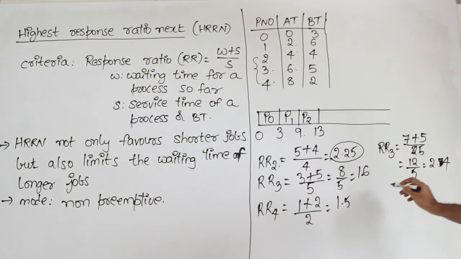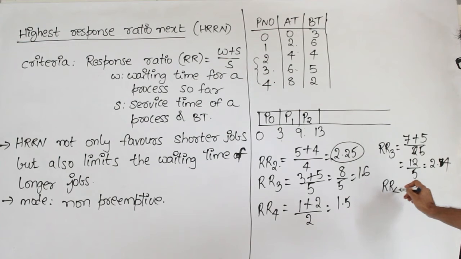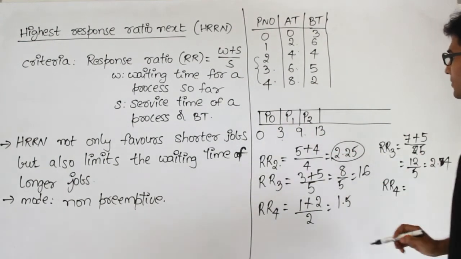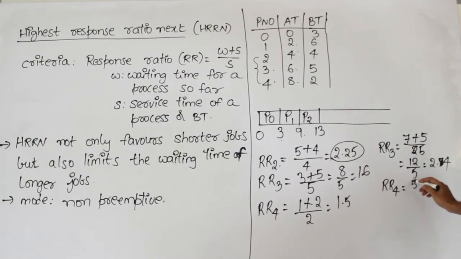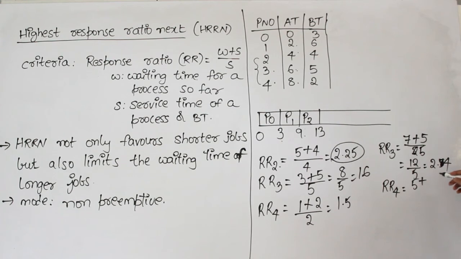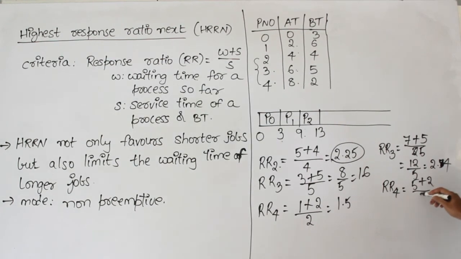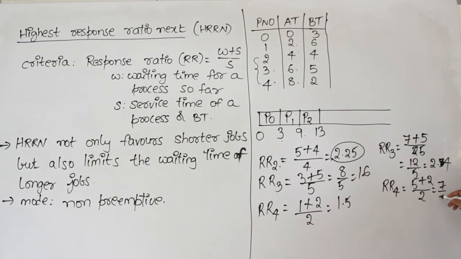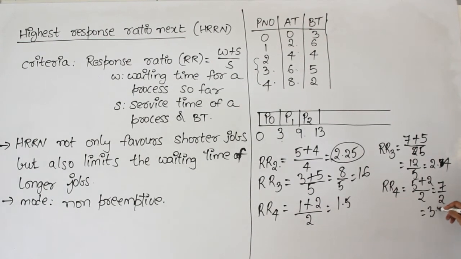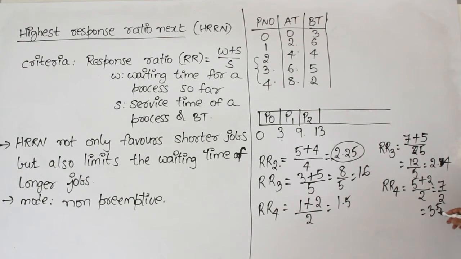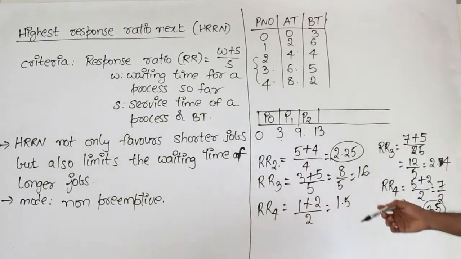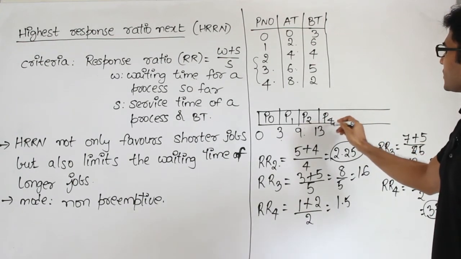12 by 5, I think it is 2.5, oh, 2.4. And now the response ratio of 4: the fourth process came at 8 and now the time is 13, therefore it waited 5, plus the burst time 2, divided by 2, which is 7 by 2, 3.5. So 3.5 is very much higher than this value. Therefore, we are going to schedule P4 first.